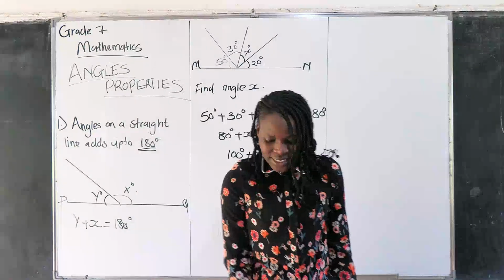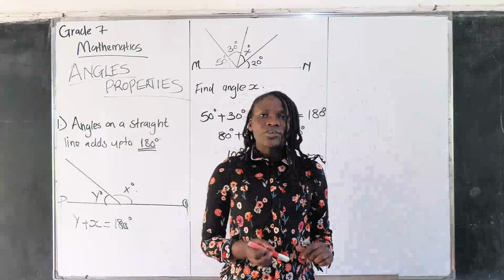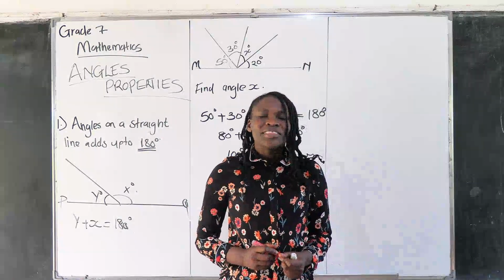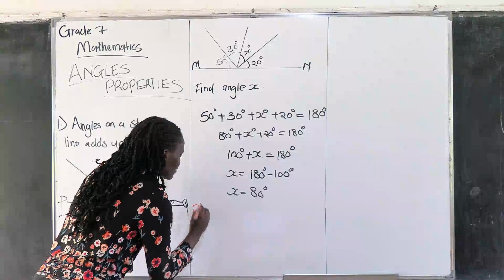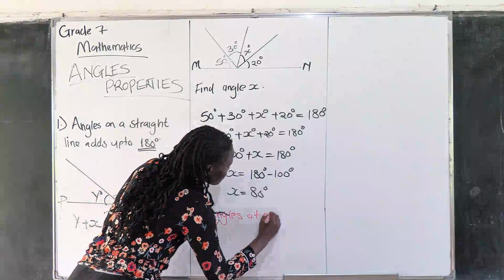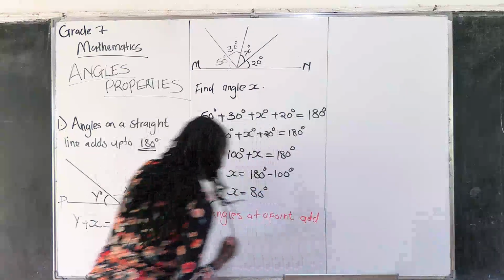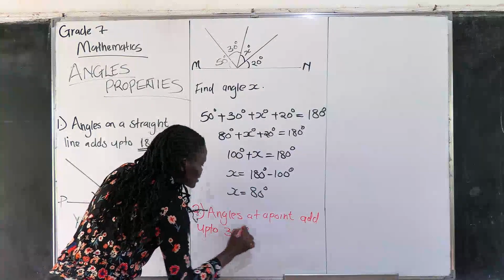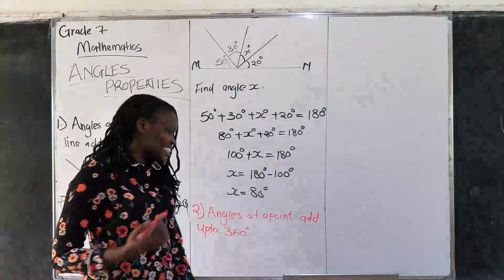Let's look at the second property that I want us to look at. The second property is angles at a point add up to 360 degrees. Angles at a point add up to 360 degrees.